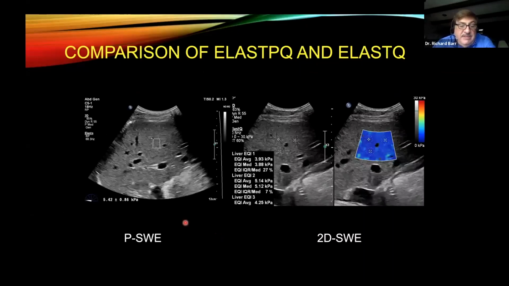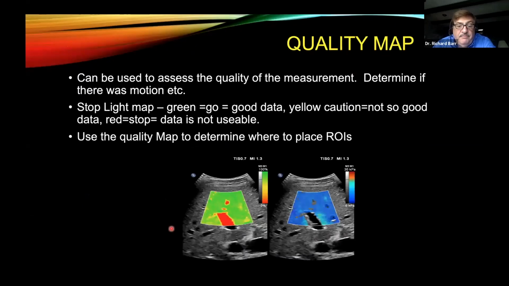So here are examples. Point shear wave on the left. Again, we have our ROI box. And here in 2D shear wave, we have this larger field of view. And then here we have these dotted circles, which are our ROI boxes, where we're getting our measurements. And again, on the Philips system, you can take your measurements on the screen either in kilopascals or in meters per second, but the report page will always give you both for both point shear wave and 2D shear wave.